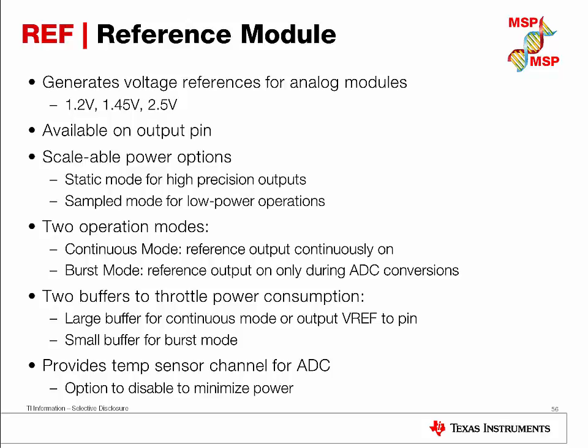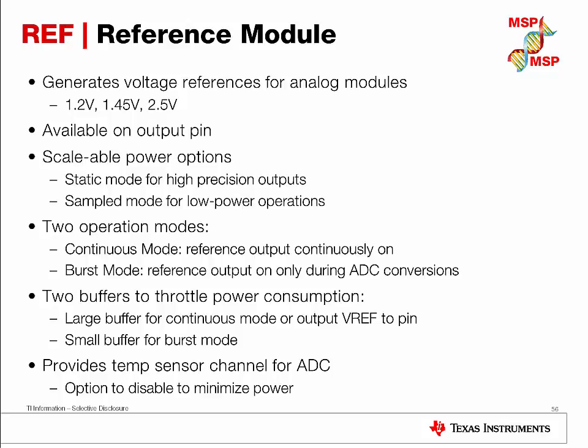And depending on the power mode, there are two buffers that can be used to throttle the power consumption. In burst mode, where the reference output is needed only at certain times, a smaller buffer can be used. However, for driving an external component, a larger buffer is used. So knowing what your system requires can help you throttle the power consumption for the entire device. Similar to other MSP devices, the reference module is also used to drive the power for the temperature sensor. It is the internal temperature sensor channel that the ADC can use to measure the temperature of the device.